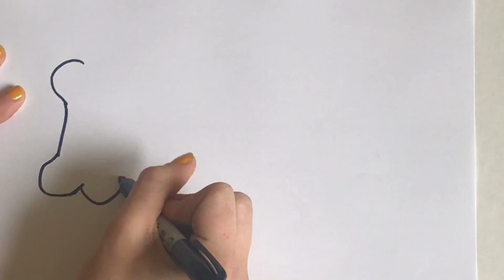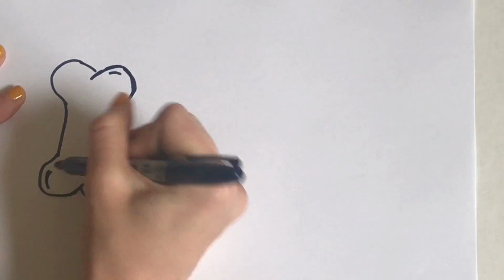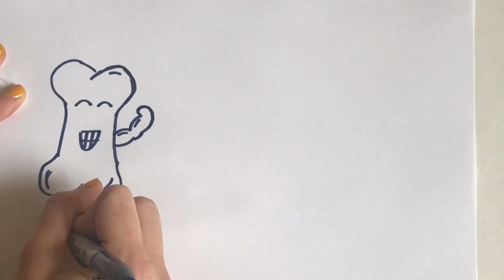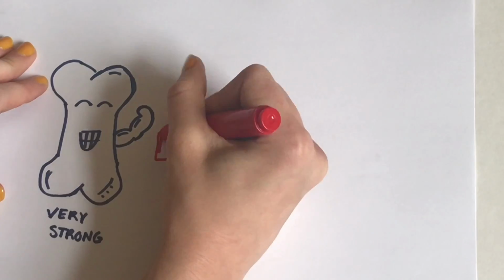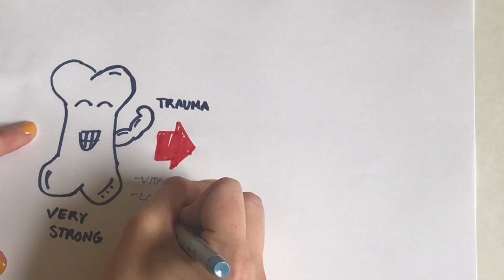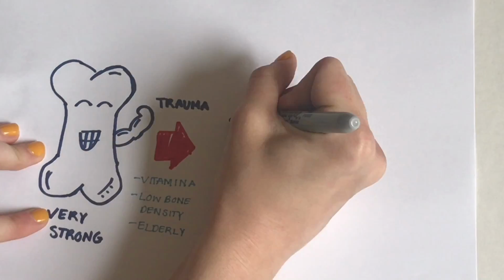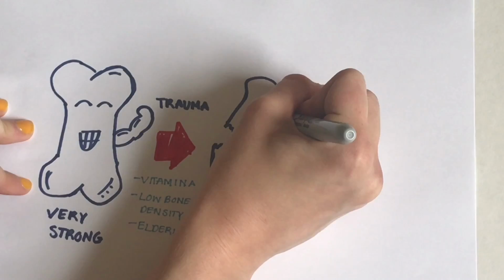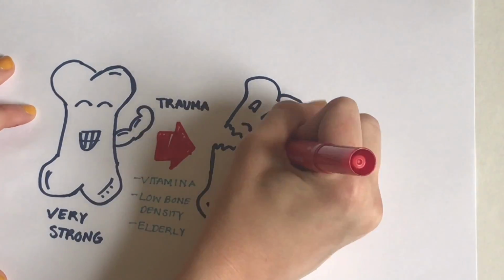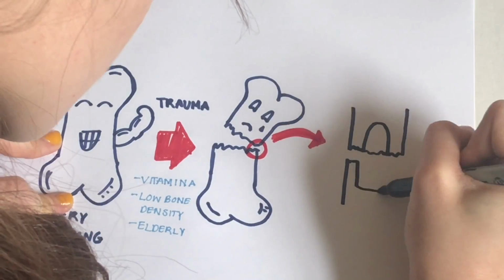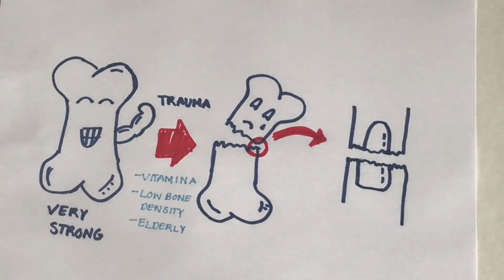So this video is going to talk about bone fractures. Bones are usually healthy and strong, and they sustain us with movement and so much more. However, due to some trauma, vitamin A deficiency, low bone density, or being old, bone fractures can occur. Bone fractures can lead to tears in blood vessels, which carry nutrients to the bone. But our body has some mechanisms to repair bone fractures.